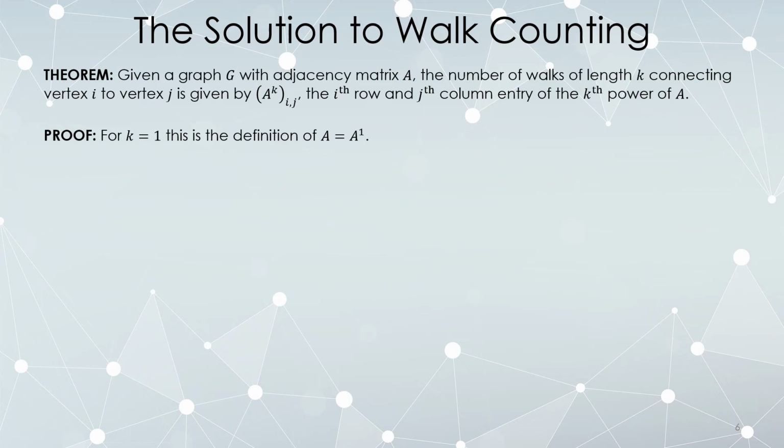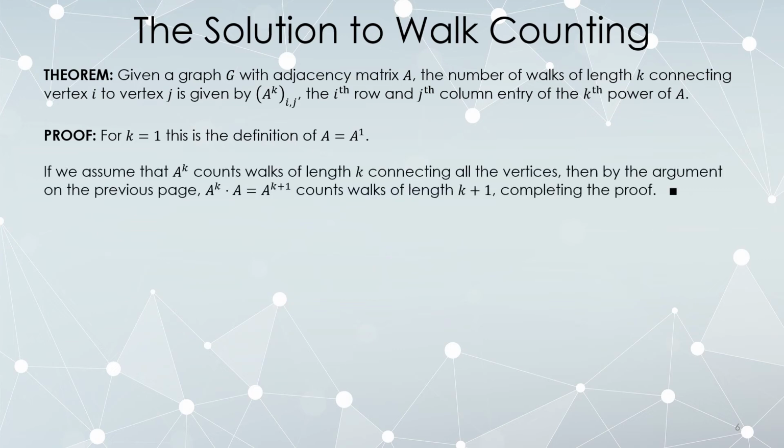So the proof: for k equals 1, we're looking for walks of length 1, and this is exactly what the adjacency matrix does, as we've already discussed. Now let's assume that A to the k counts walks of length k connecting all the vertices. This is our inductive hypothesis. Then by our already existing argument, if I take that matrix that counts walks of length k, A to the k, and I multiply it on the right by the matrix A, what I end up with is the matrix that counts walks of length k plus 1.